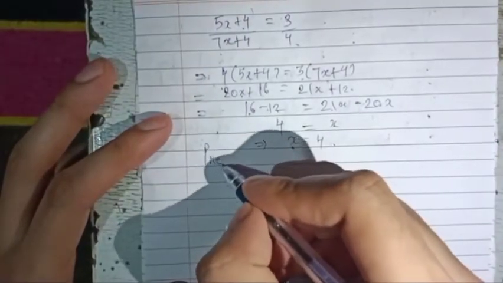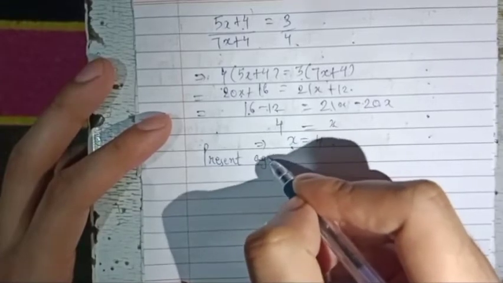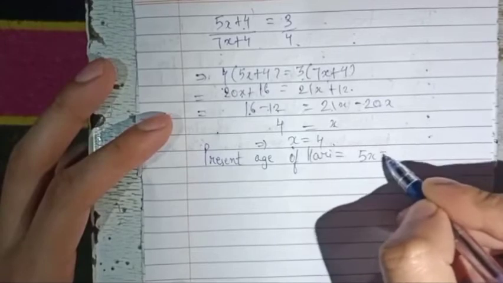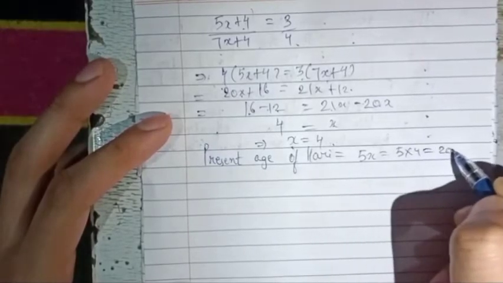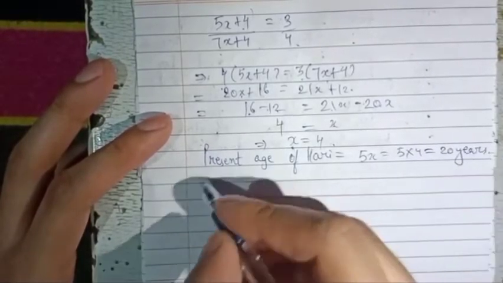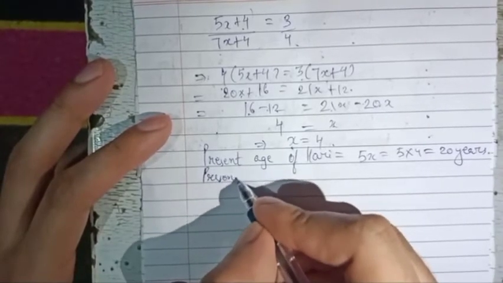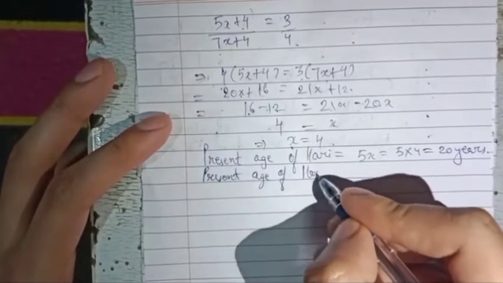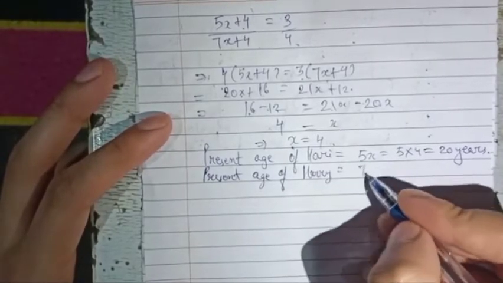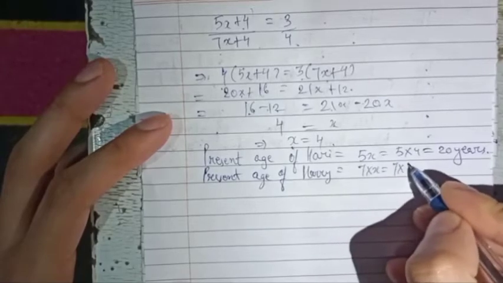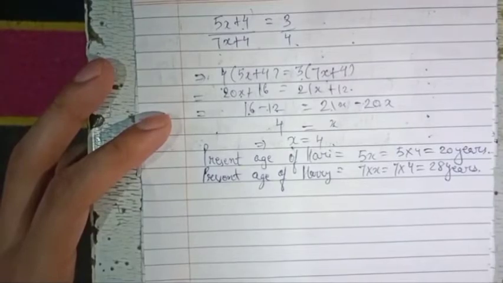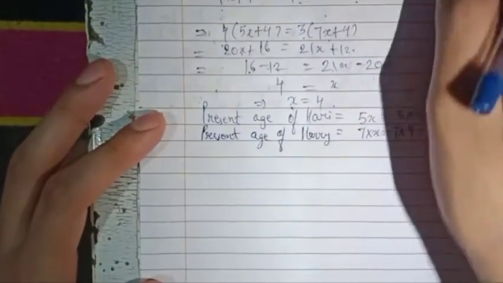So if the value of x is 4, we can easily calculate the present age of Hari, and it is 5x. So 5 multiplied with 4, that is 20 years. In this way, the present age of Hari will be equal to 7 multiplied with x, that means 7 multiplied with 4, that means 28 years. So in this way we can calculate the values.